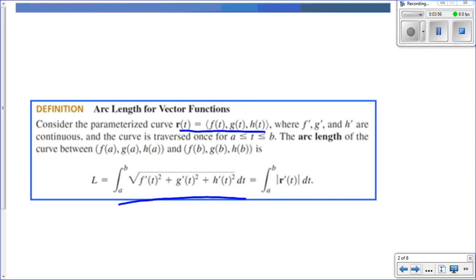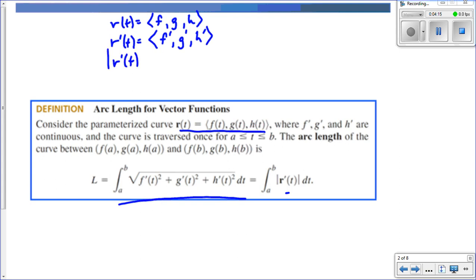Now notice that that is just the magnitude of r prime. Remember, if r of t was f, g, and h, r prime of t was f prime, g prime, and h prime. So the magnitude of r prime was just the square root of f prime squared plus g prime squared plus h prime squared. So that's the arc length. All we're doing is integrating the magnitude of r prime of t times dt.